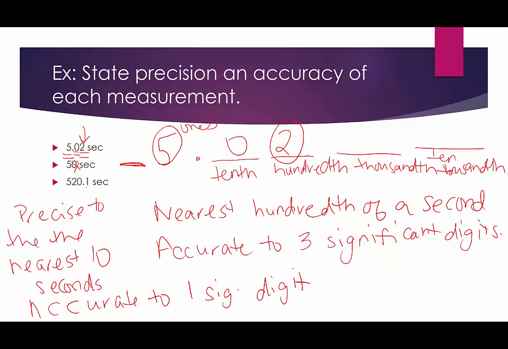All right, and the last one, of course, this is your rightmost significant digit. This is the tenths place, so you would say precise to the nearest 10th of a second. And then your accuracy would be to 1, 2, 3, 4 significant digits. Okay, and really, guys, the only way you're going to learn how to do this is to just keep practicing.